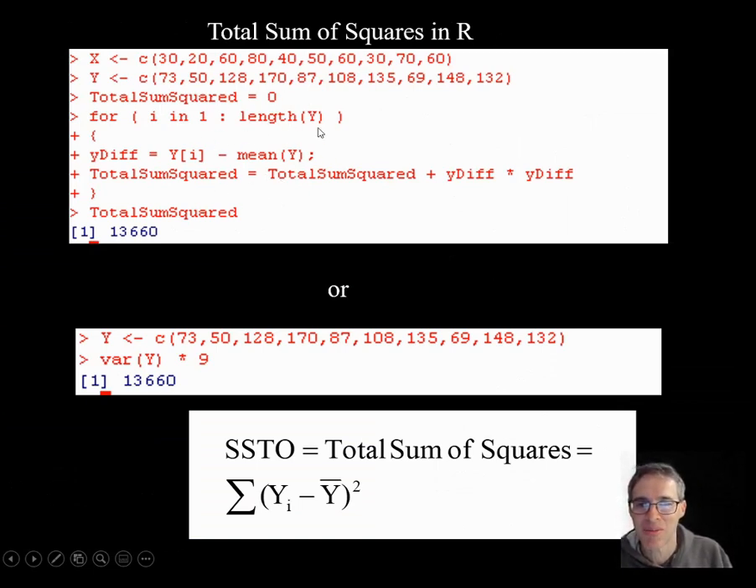So here I'm just manually grinding through in a for loop, because if you divide this value by n minus 1, that's the variance. So if I just take the variance and multiply by n minus 1, I get the total sum squares, right? So the total sum squares, the sum of yi minus y average squared, here is 13,660. This is the variance that we need to partition in our ANOVA model.